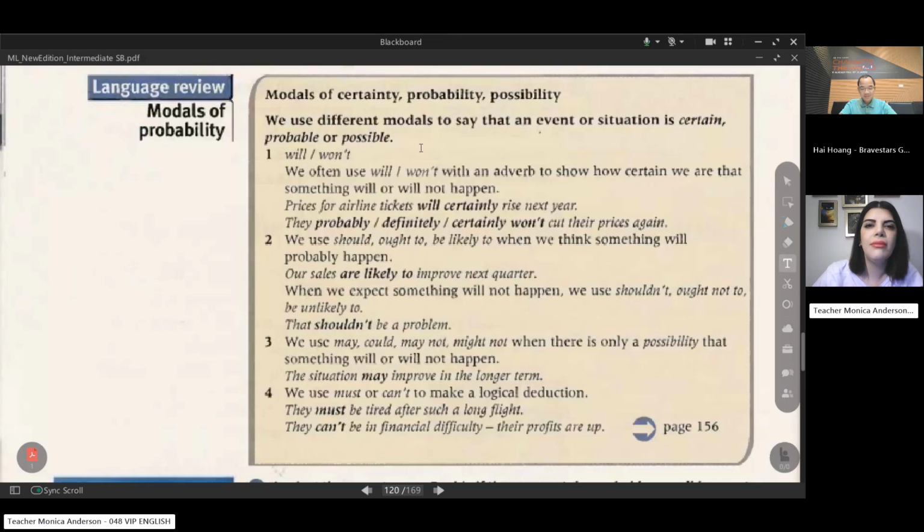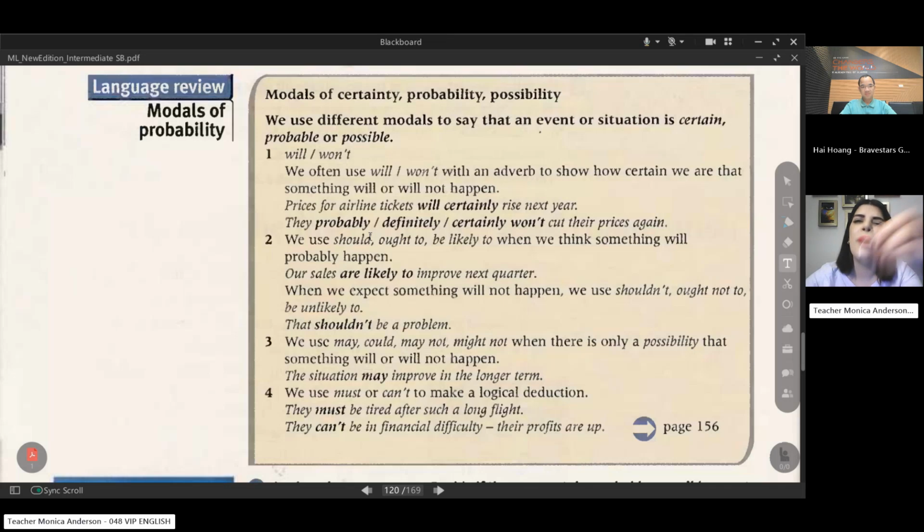Now let's see. This one is really easy actually. Will. We often use will or won't with an adverb to show how certain. For example, as you can see, we have probably, they're adverbs. Definitely, certainly, probably. When you are certain, you can also use some adverbs. I am definitely sure, 100%. So, for example, they will certainly rise.